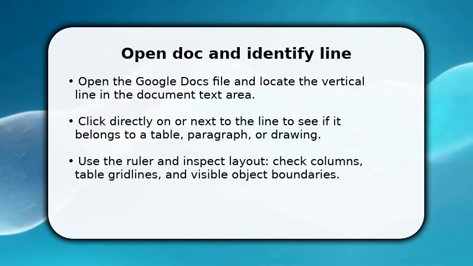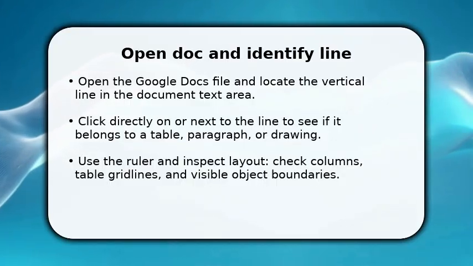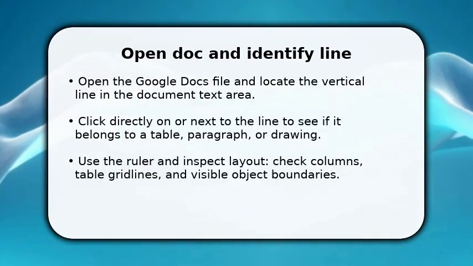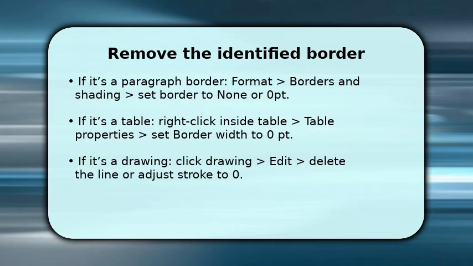If you see a blue table outline or table cell shading, it's a table. If a thin single-line margin follows the paragraph, it's a paragraph border. Identifying the source is the key next step. Once you've identified the source, act accordingly.